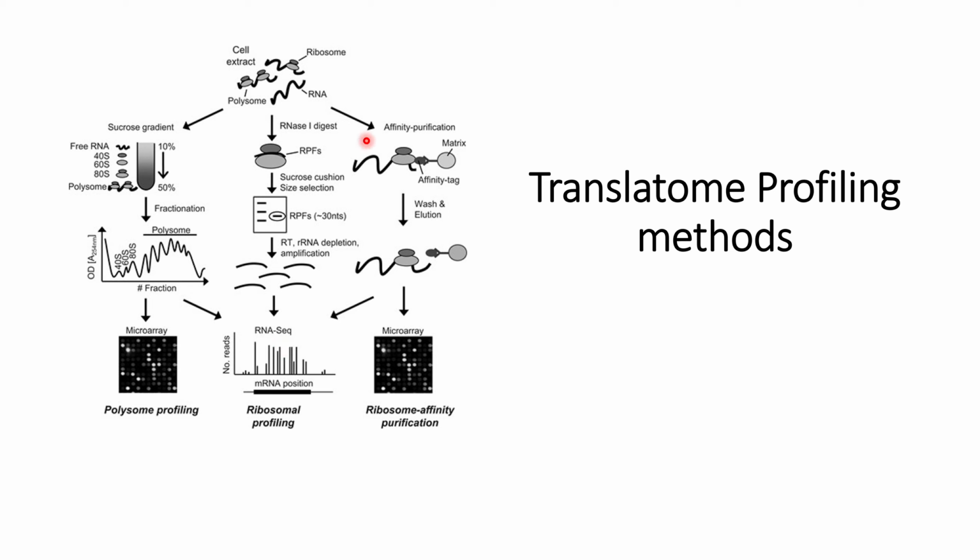The last one is to use an affinity tag, such as GFP or protein A tag, in order to purify the mRNAs that are bound to the ribosome. So the difference in all these three approaches is the purification step. In the first, the sucrose gradient is used. In the second, RNase I is used to digest the unprotected RNA, and in the third they have used affinity tags such as GFP or protein A tag to separate out the mRNA that is bound to the ribosome.